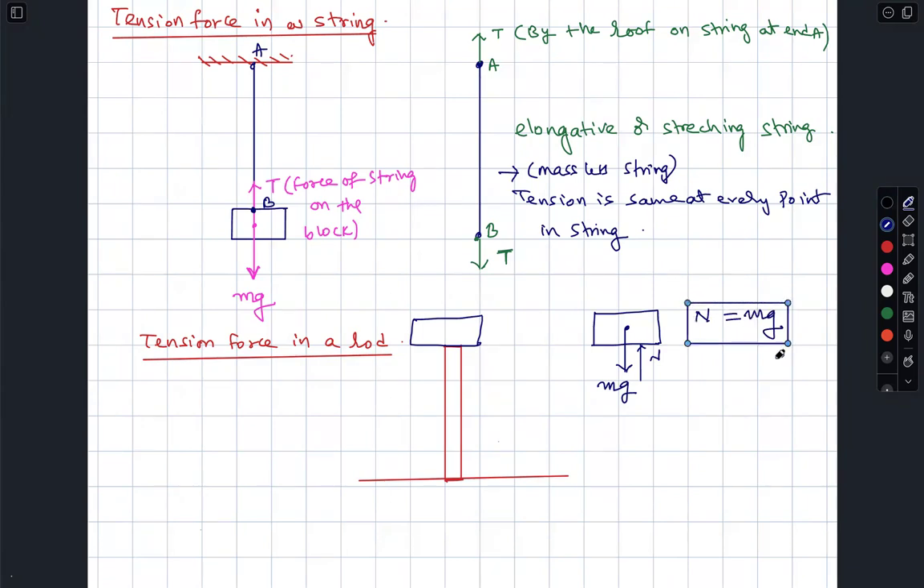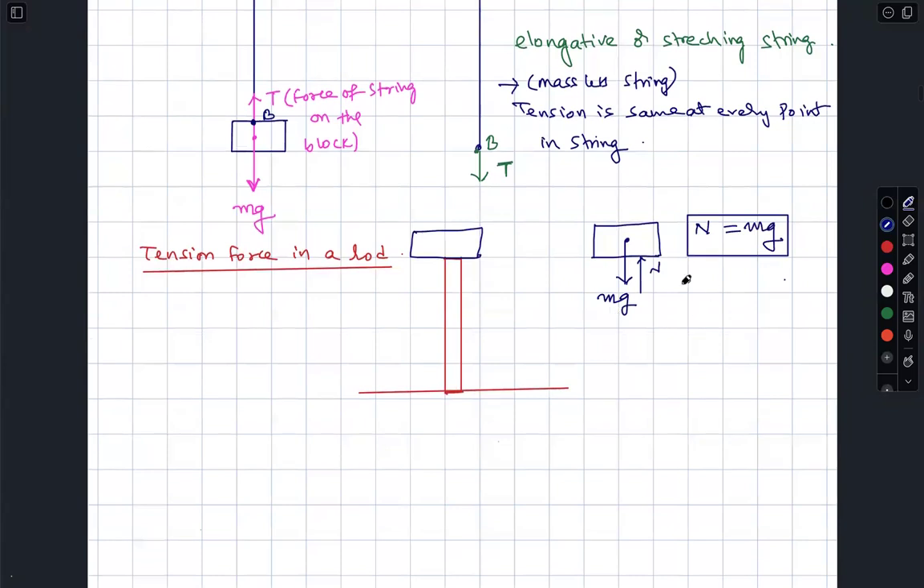Fine, understood. Good. Now, therefore, study the rod. We assume a light rod which does not have any weight. Now, what is happening to the rod? The block is exerting a force N on the rod. I'll try to explain this more clearly by drawing it separately.